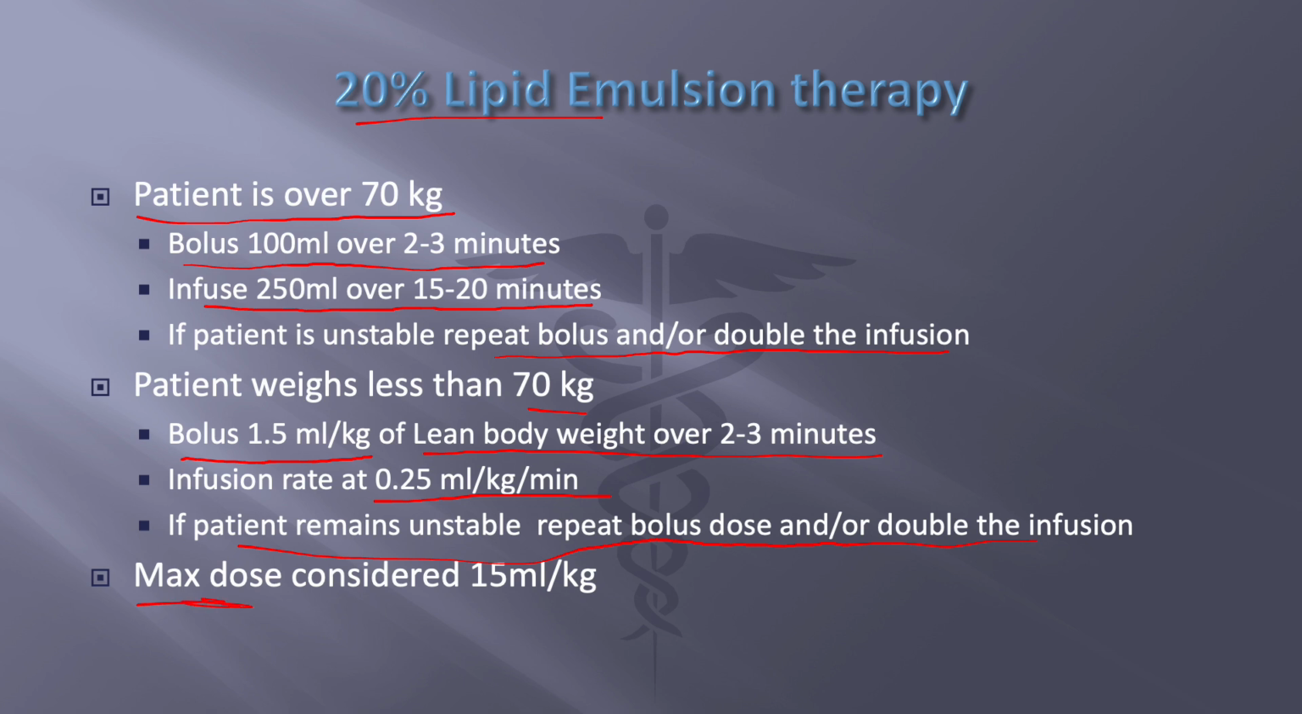The max dose, in parentheses, and I'll tell you the reason it's in parentheses in just a second, is considered to be 15 mLs per kilo. Usually if you've not resolved their symptoms by this point, that means you have to think about other etiologies that can create similar symptoms. It's not that this causes an adverse effect, it's just that if we have not seen a resolution in some of the symptoms by 15 mLs per kilogram, then we need to start thinking about secondary diagnoses and other things that could cause our patient to have this sort of presentation.